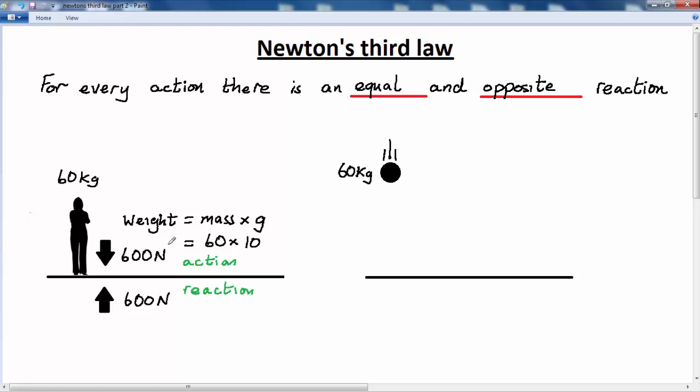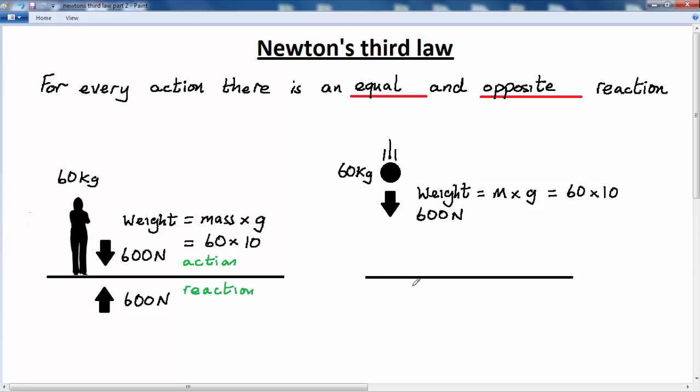But they are. Again, we have the same force of gravity pushing down on the cannonball. As with the woman, the force pushing it downwards is equal to its weight, which is equal to its mass times g, which again is equal to 60 times 10, which results in a force of 600 newtons. So you say, well, that's the action. Clearly, where's the reaction? But there is a reaction.